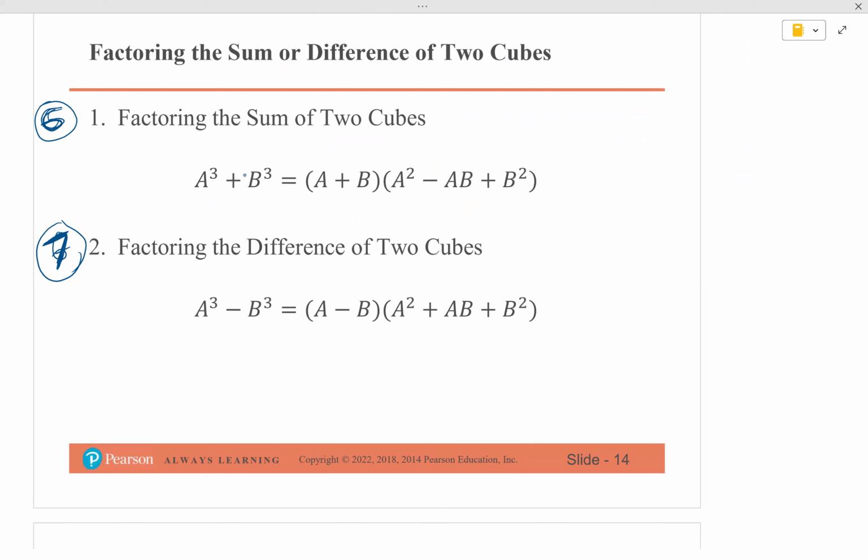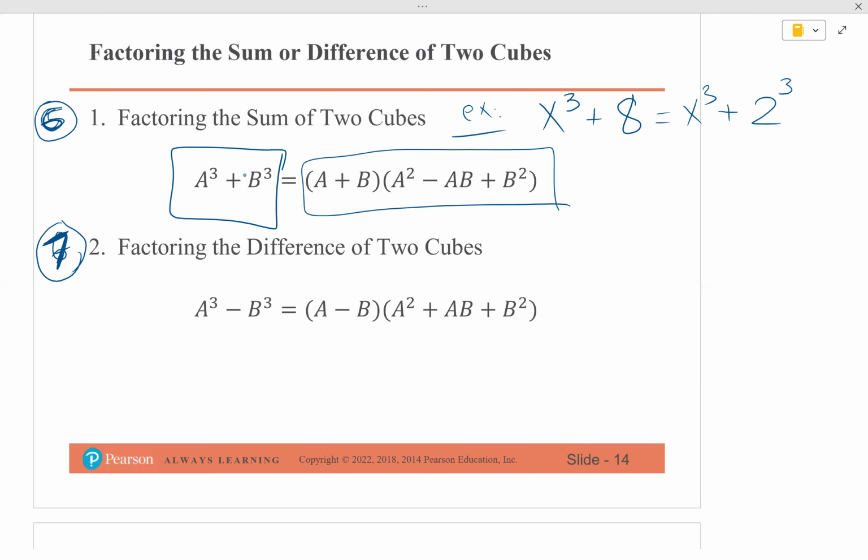But these are also for binomials. So you're starting out with something that looks like this. I guess an example would be like, let's see, x to the 3rd plus 8. Because those are both things to the 3rd power. X to the 3rd is obviously something to the 3rd power, but 8 is 2 to the 3rd power, 2 times 2 times 2. So it factors into, it's like this kind of a complicated formula. It almost looks like the difference of squares, but it's way more complicated.